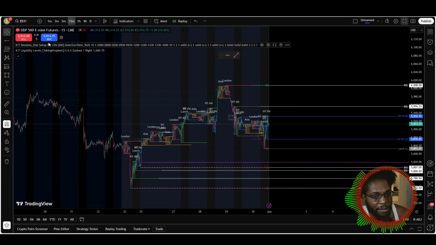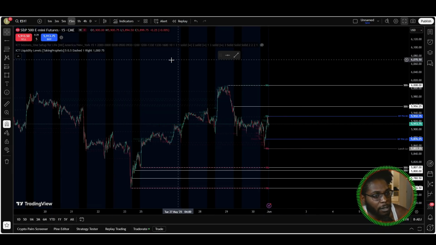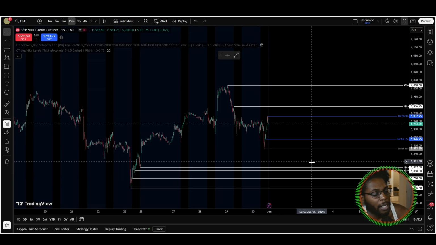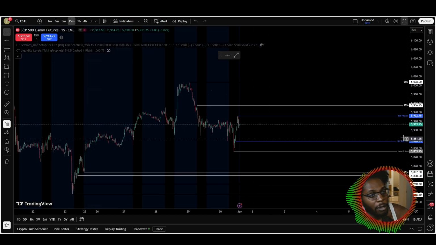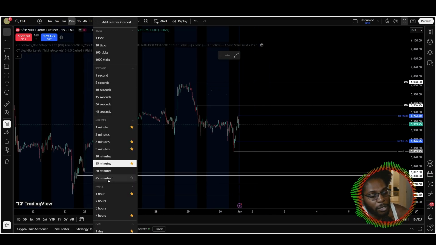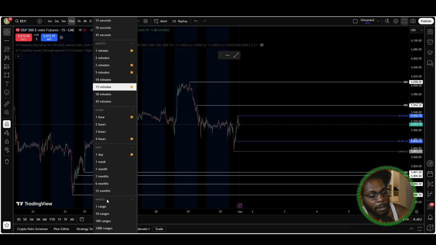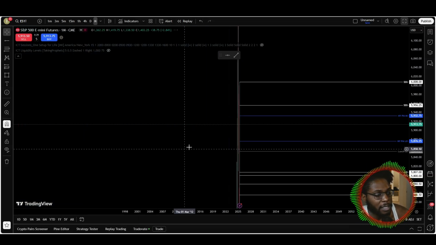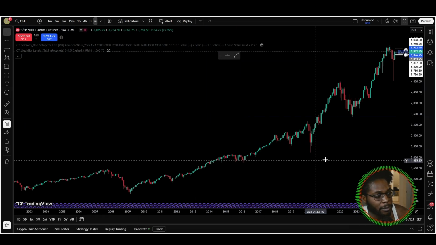All right, so now that we have that done, I'm gonna go ahead and turn off all the indicators. And then at this point, I'm gonna go to higher time frames. I'll start all the way at the monthly just to see where we're looking on the monthly.